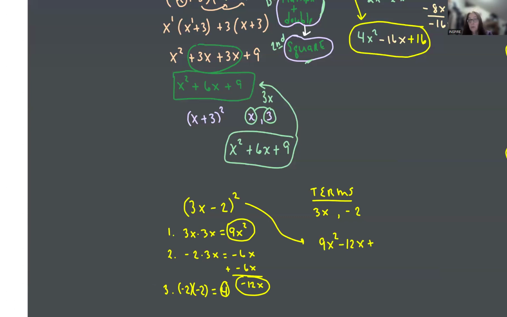If you prefer to FOIL it, you can always do that. I just think this is a little quicker, less chance you're going to make a mistake. And again, I'm only showing all of this so that you see it. But once you get good at it, it'll just take you a second to do it. So practice it. Trust me, it'll help you.